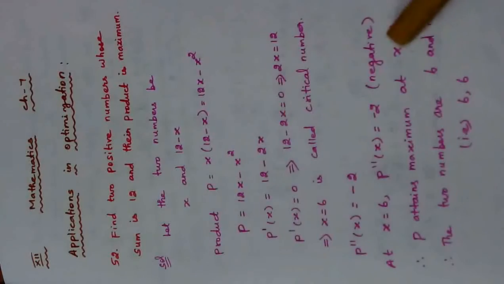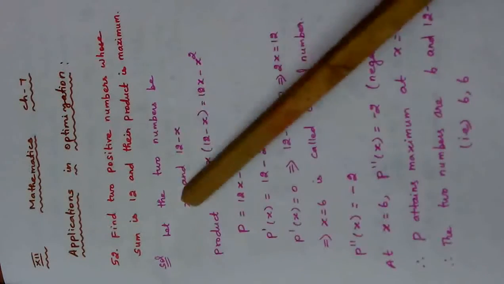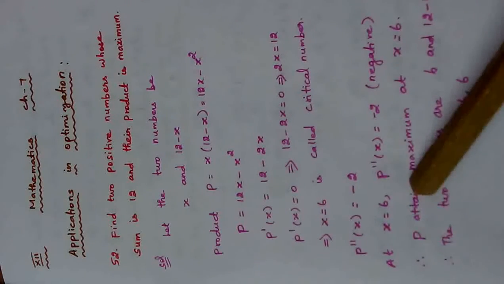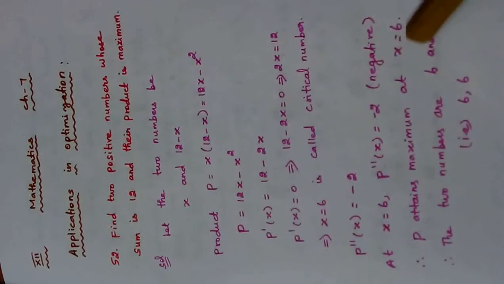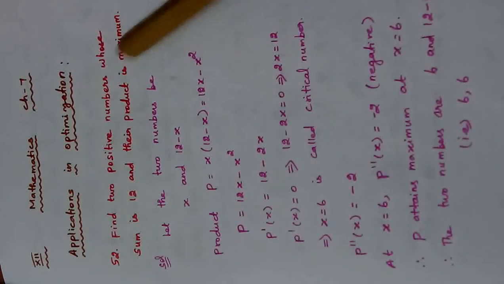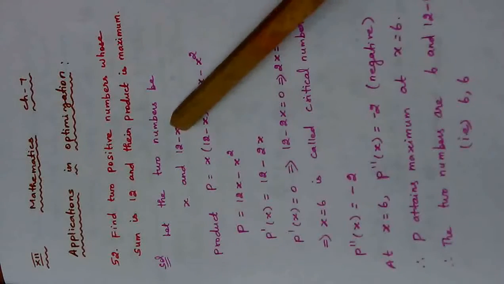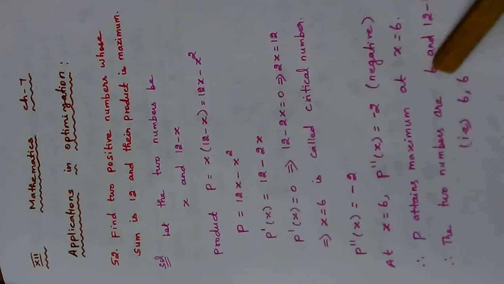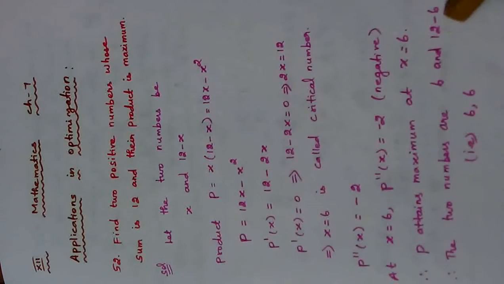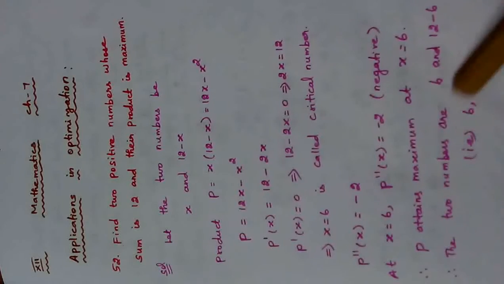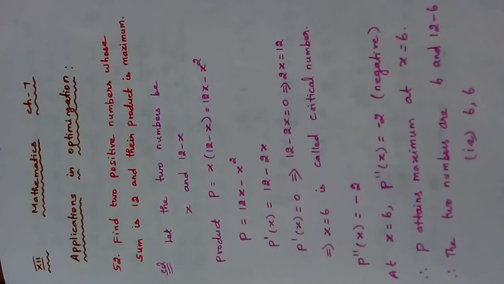So one number, now we got the answer. We have taken the two numbers like this. One number, the answer we got here. With what condition we got this? The product attains maximum at x is equal to 6. We need product to be maximum. When it is obtained, only if x is equal to 6, product will be maximum. So substitute the 6 here. So the two numbers are 6 and what is the next number? 12 minus 6, which means 6 and 6 are the two positive numbers.